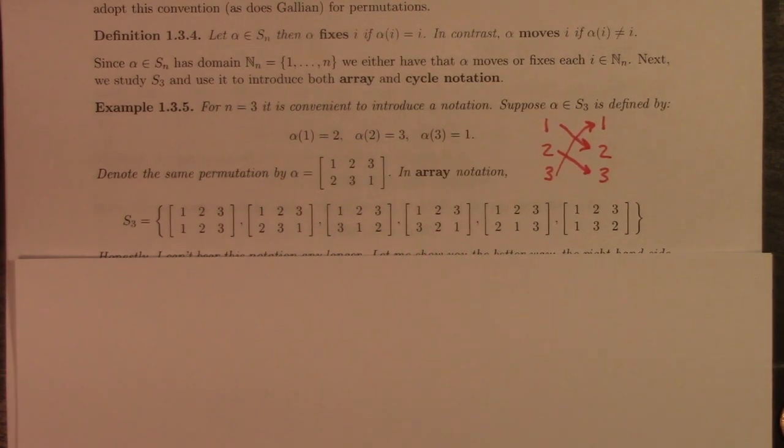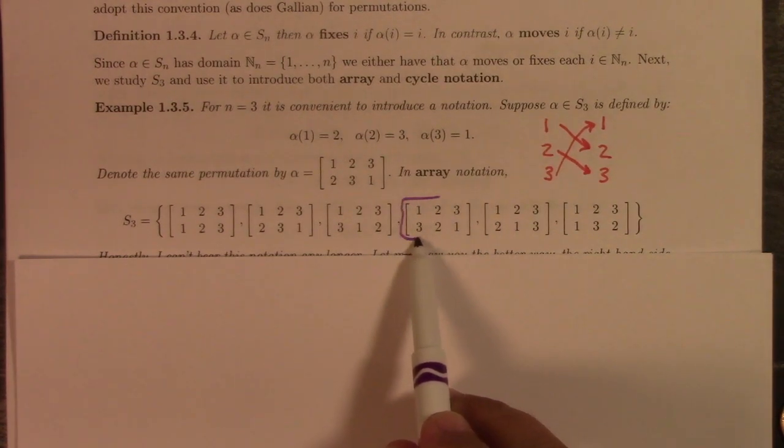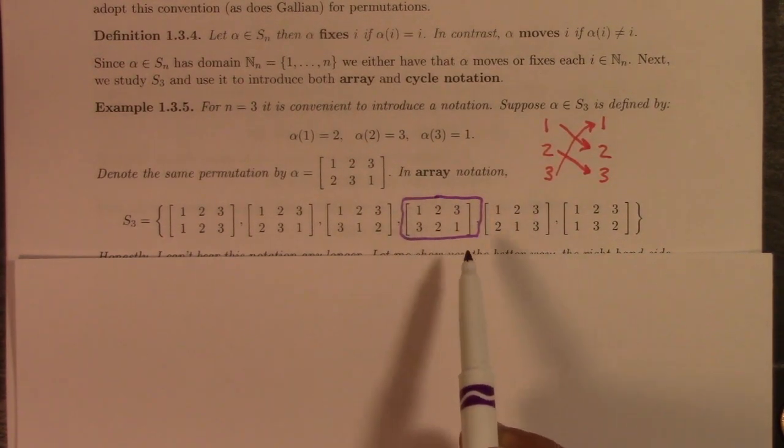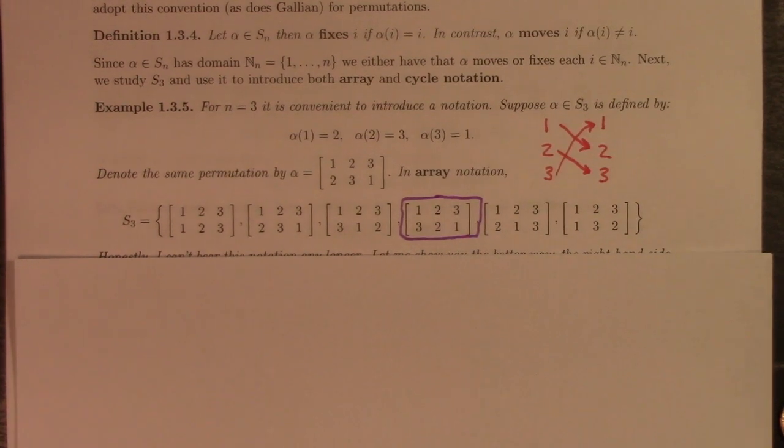If we look at, I'll make it purple, this one right here, it's moving 1 and 3. It moves 1 and 3. 1 goes to 3, 3 goes to 1, but it fixes 2.